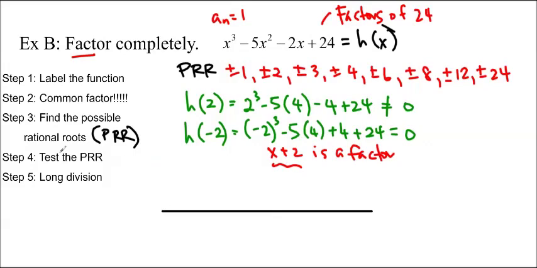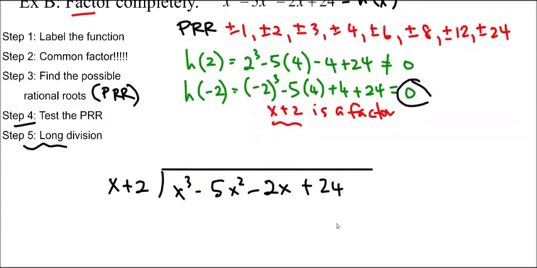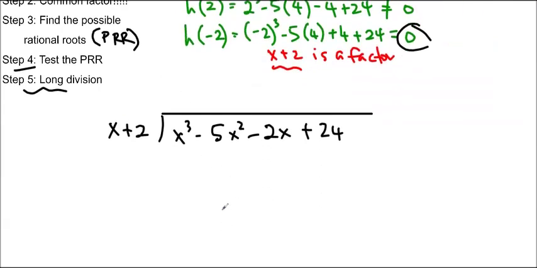So we'll use this and we're going to divide. So step 4, we tested the PRR to find something that is equal to 0, that's what we want, and then we're going to do long division, step 5. So you just plug in your factor here, and you put your polynomial in here, and I'm not going to dwell too much on long division. If you want to review that, you can go back and watch 3.5 again. We'll just do this really quickly. If you want to follow along, you can always pause the video and see if you get the right answer.